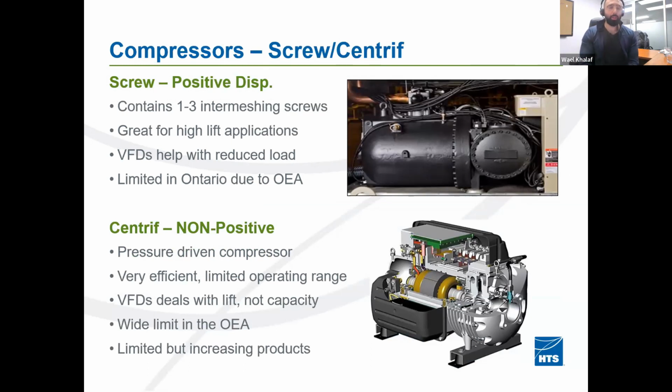And then we have the only non-positive displacement compressor, which is the centrifugal one that could be mag bearing or oil centrifs. Again, very efficient. It has a more limited operating range because it's a dynamic compressor, not a positive displacement compressor. You can use VFDs or inlet valves to modulate either the lift or the capacity. And the limit in the Operating Engineers Act is very wide, so you can use very large capacities before you have to have a stationary engineer on staff.